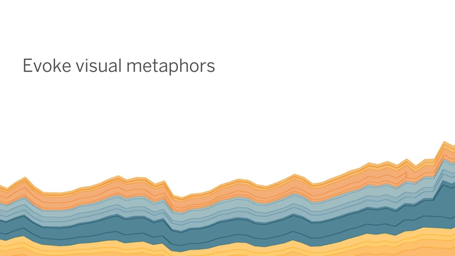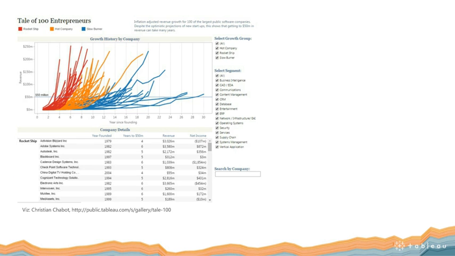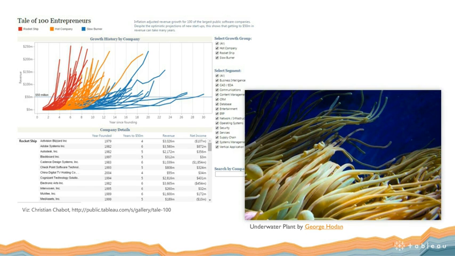Another way to kind of bring in art is to evoke visual metaphors. And this is something that I thought was really neat because I noticed there was something that would always draw me in, like this visualization created by our co-founder and original CEO, Christian Chabot, about companies and how fast they grow. And there's something, it's like, whoa, that's really cool. It drew me in. I was like, what is it about that? And I realized that it's almost like you're looking at something on the bottom of the sea. There's like this almost natural view, like a creature or, in this case, an underwater plant.